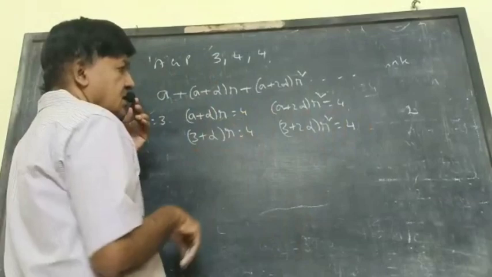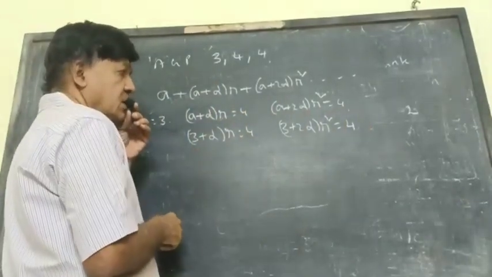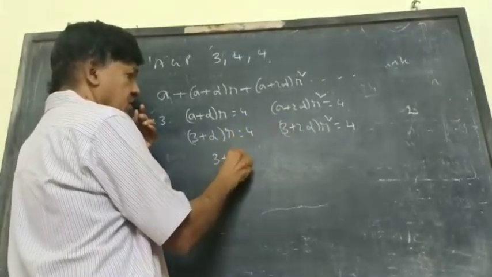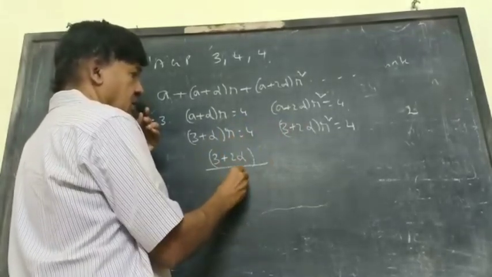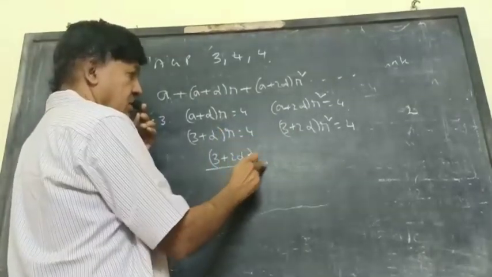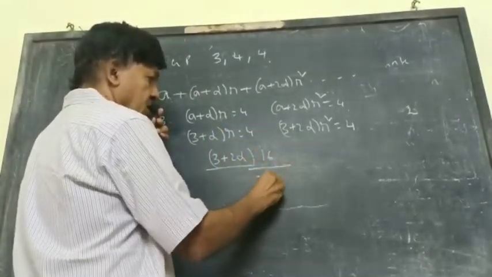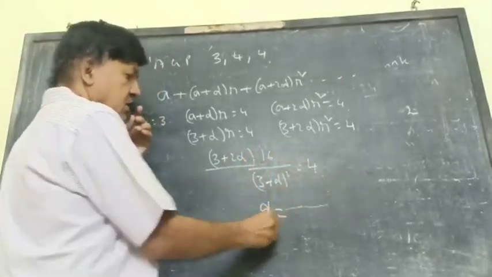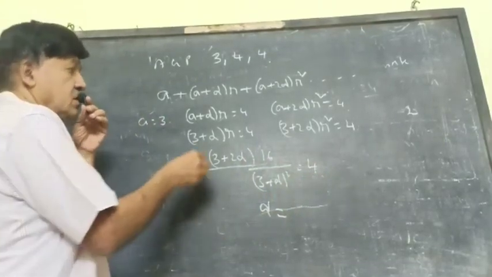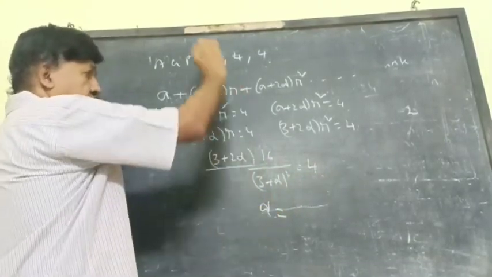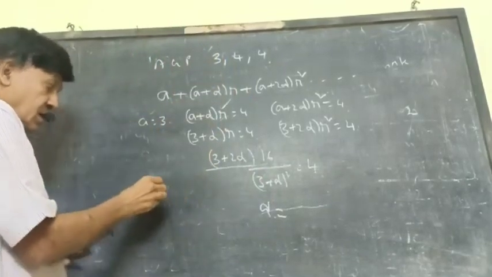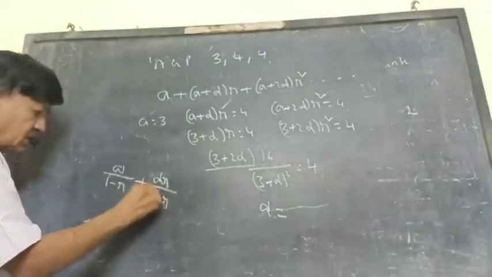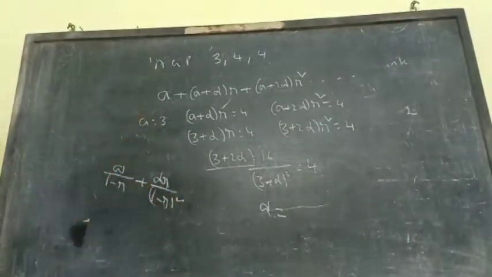You square on both sides and divide one by the other, or otherwise you substitute this R value. 3 plus 2D by R value is what? 4 by this. 16 by 3 plus D whole square is equal to 4. So you can calculate your D value. You will be knowing A value, you will be knowing D value, you can get R value. Hence you can use the formula A by 1 minus R plus dr by 1 minus R whole square and complete this simple question.